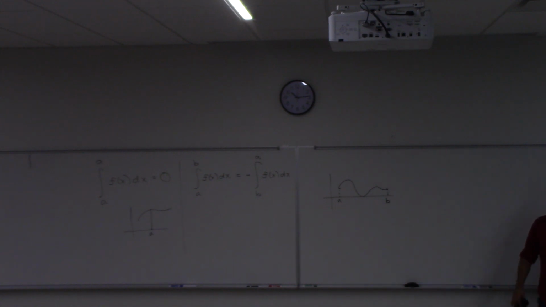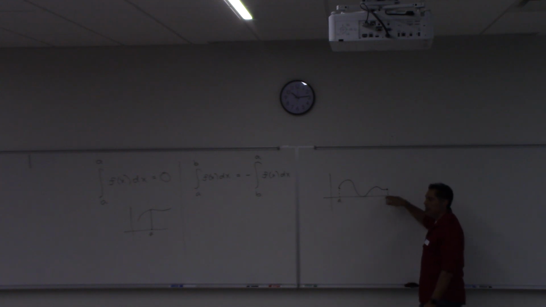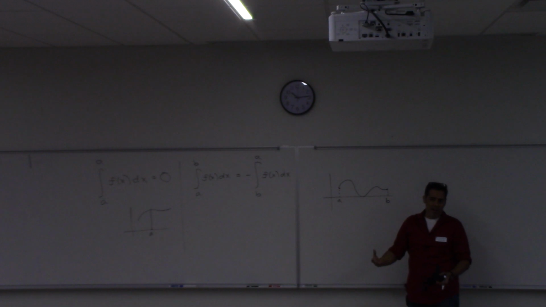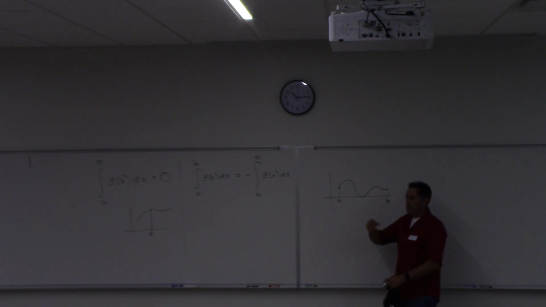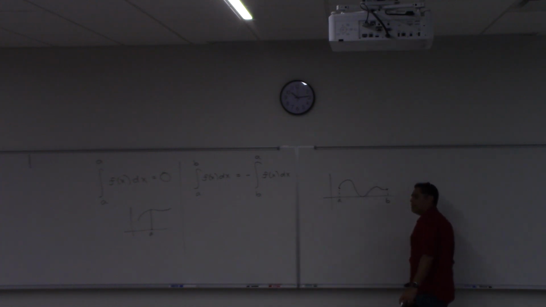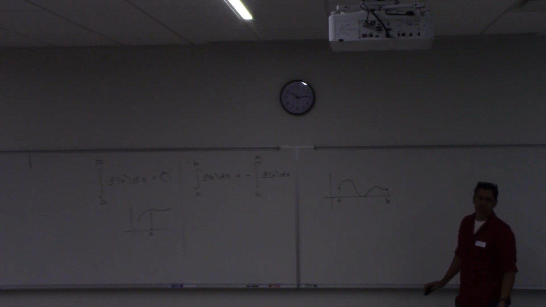It'll always be positive, right? Or possibly 0. The only way it would be 0 is if this was just flat. But if your function's always above the x-axis, you should expect a positive area. Similarly, property 6 says if your function's always below the x-axis, you should expect a negative answer for the area.